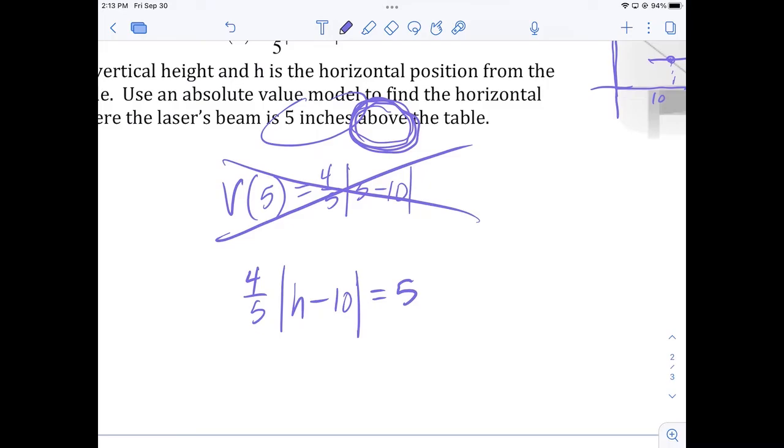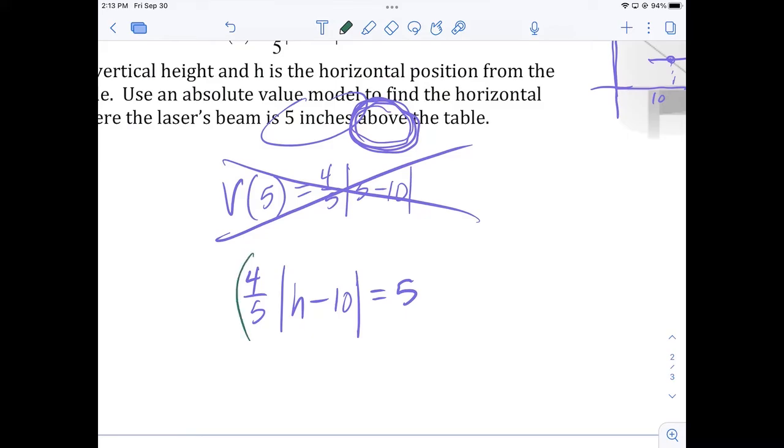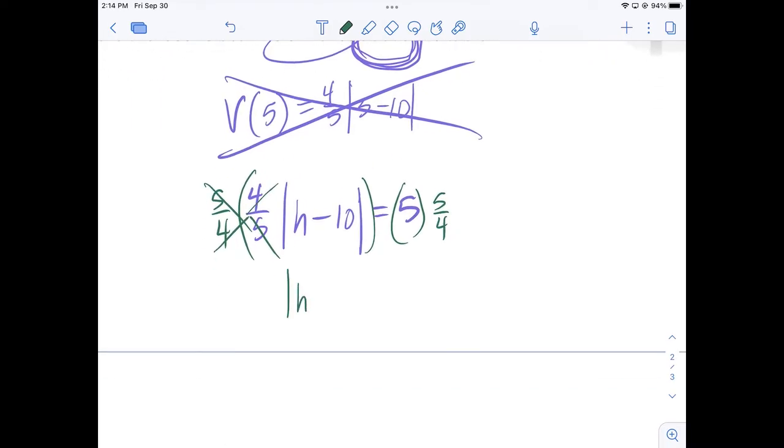What do we do with the 4/5 to get rid of it? Yes, we put parentheses around this side and this side just to be careful, and then multiply by the flip, the reciprocal, 5/4, 5/4. And now look over here. We're left with the absolute value of h minus 10 equaling, what's 5 times 5/4? 25 fourths. We put it over 1 and we multiply straight across. 25 fourths.